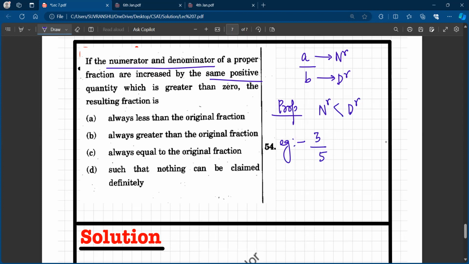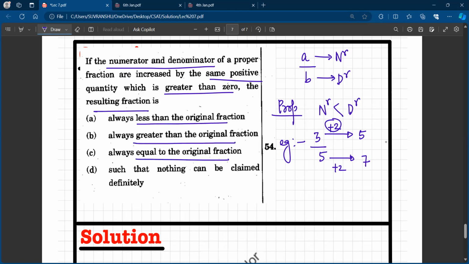Clear? Now, the numerator and denominator of a proper fraction are increased by the same positive quantity. Let's say plus 2. This goes to 5. This is increased by plus 2. This goes to 7. Now it has asked you, the plus 2 increment is greater than 0. The resulting fraction is what? Always less than the original fraction, greater than the original fraction, equal to the original fraction, or nothing can be claimed definitely.